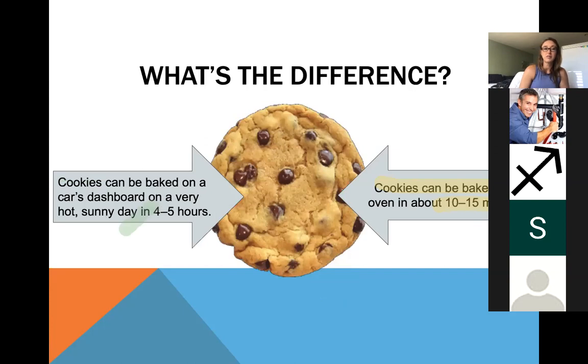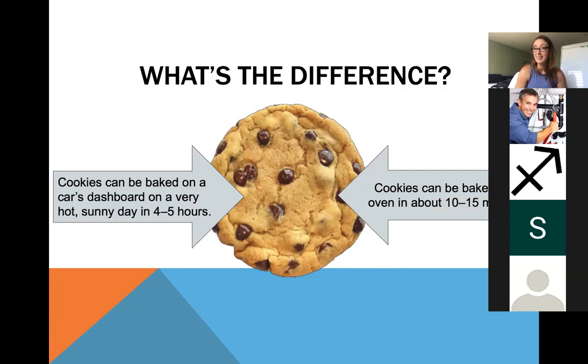What's the difference? Cookies can be baked on a car's dashboard. Did you know that? On a hot day, you can bake cookies on the dashboard of a car in 4 to 5 hours. But I could put them into my oven and bake them in 10 to 15 minutes.